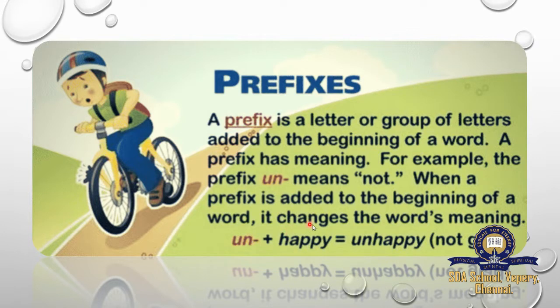So I have the word happy. When I add "un" to it, it becomes unhappy. It just gives the opposite of the word, right? Which means not glad. So the same prefixes are used in science as well.